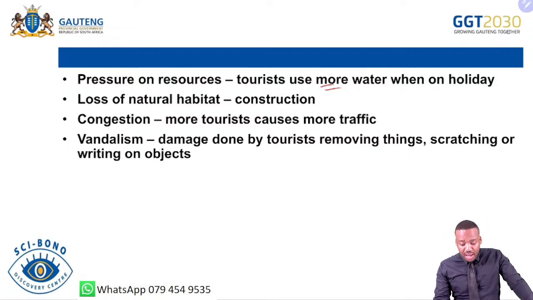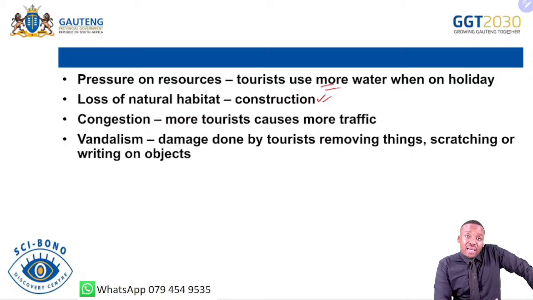Loss of natural habitat due to construction, right? When you are constructing new buildings, new roads and so on, then some animals end up being homeless, some even die. Congestion, I spoke about this one earlier. More tourists cause what? More traffic.